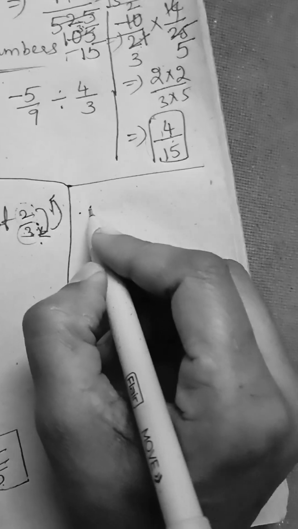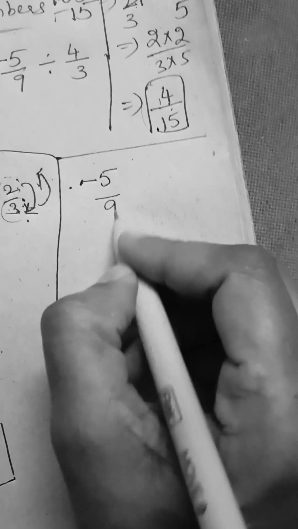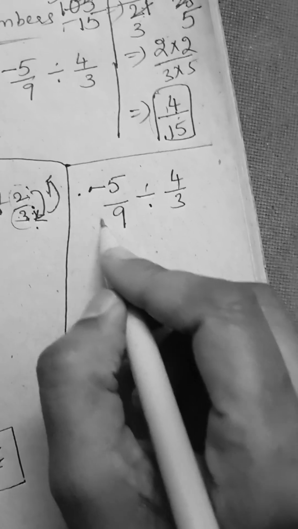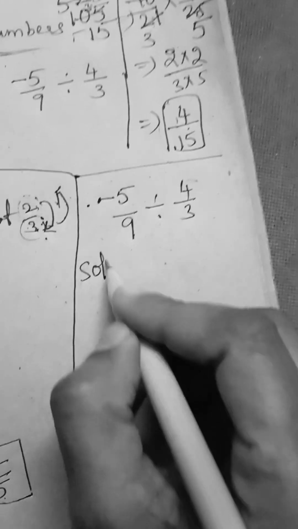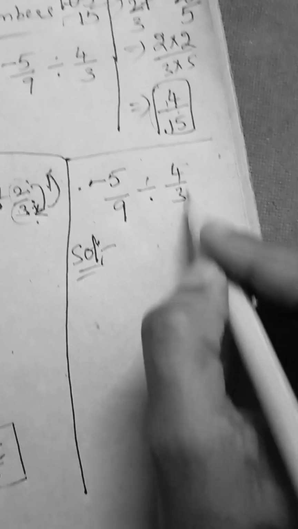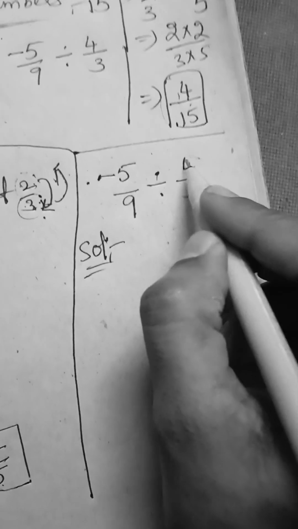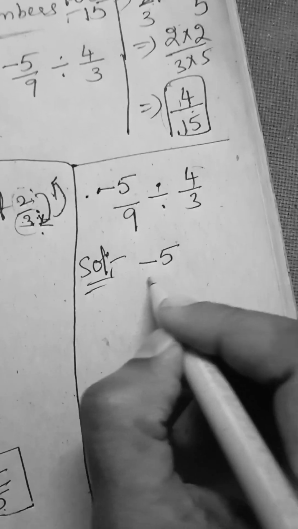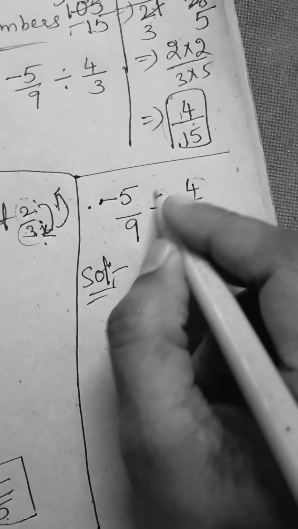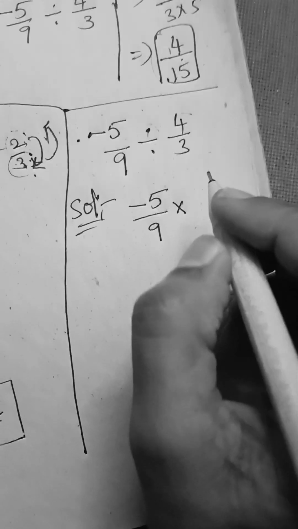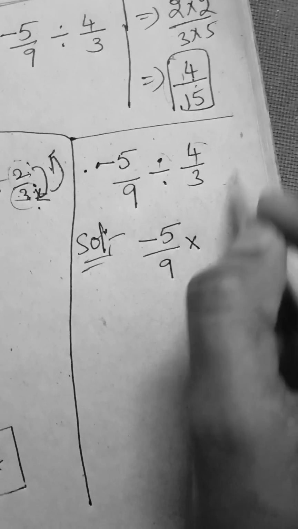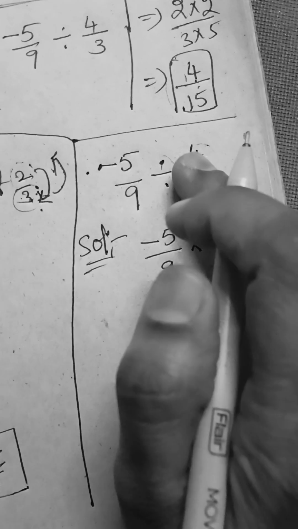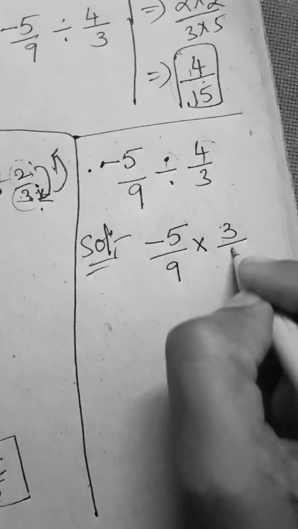Now minus 5 by 9 divided by 4 by 3. This is one negative fraction and this is a positive fraction. What I said: in front of which fraction there is the division symbol, we have to change that fraction only, to its reciprocal. Now for minus 5 by 9, instead of the division symbol we put a multiplication sign, and we write the reciprocal of this fraction. Reciprocal means the numerator becomes the denominator and the denominator becomes the numerator. 4 by 3 will now be 3 by 4.